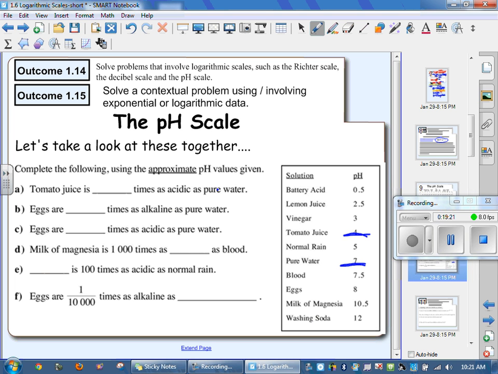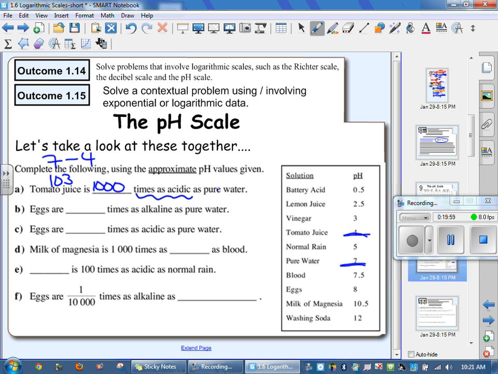They're exactly opposite. 7 subtract 4. Now, why? Because it's saying how many times more acidic is it? We're asking how much more acidic it is. If it said how much is the alkalinity compared to pure water, you would take 4 subtract 7. So it depends on which way you're moving down the line. That's going to give us 10 exponent 3, which is going to give us 1,000 times. So tomato juice is 1,000 times more acidic than pure water.